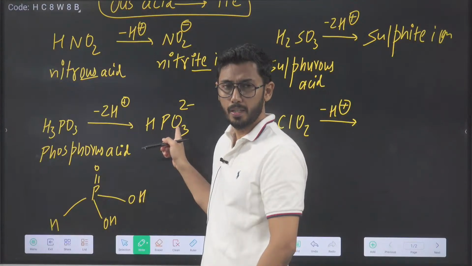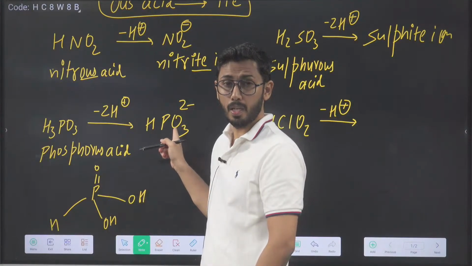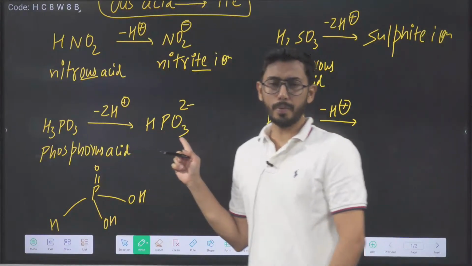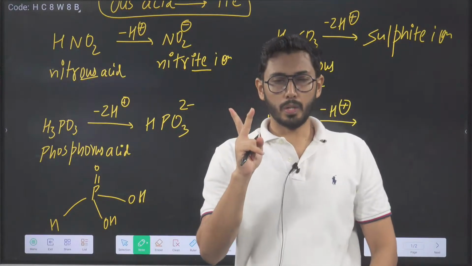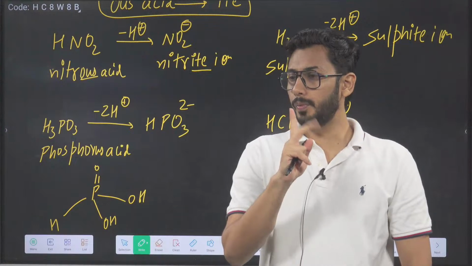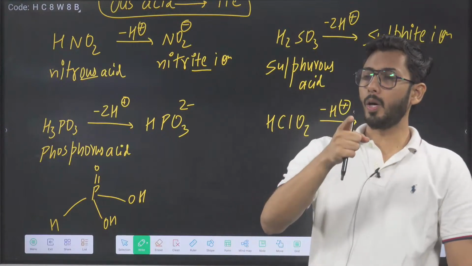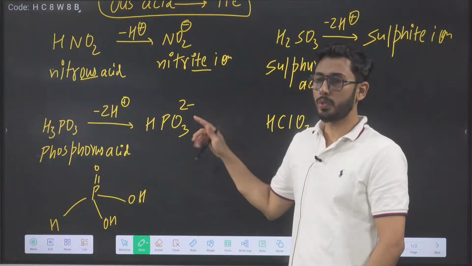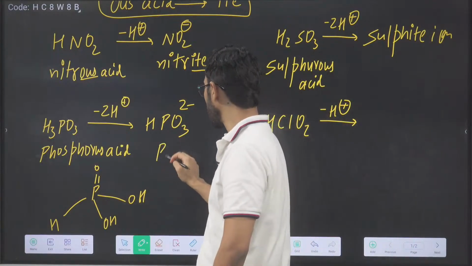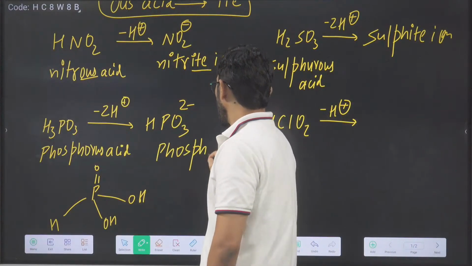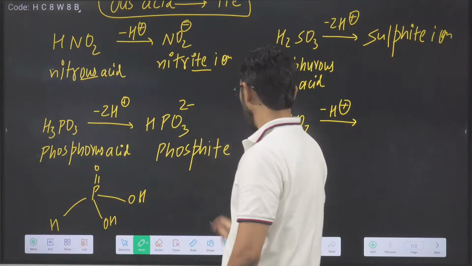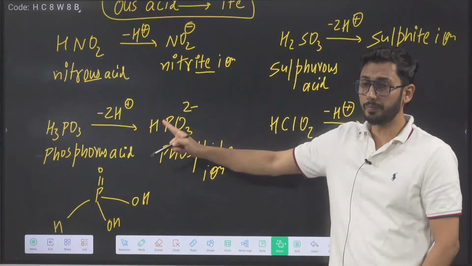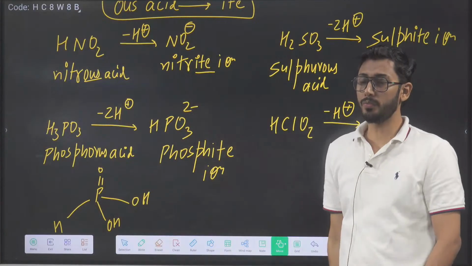Reason, getting it? Because how many replaceable H plus ions? 2, because how many OH are there? 2. That is why the maximum number of H plus leaving is 2, giving HPO3 2 minus. This is named phosphite ion. This H cannot leave as H plus. That's why it is not hydrogen phosphite.